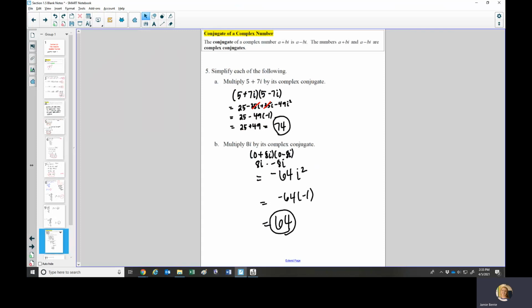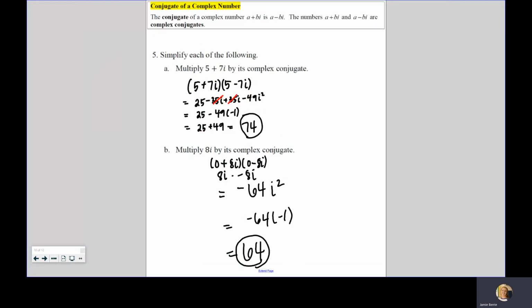Again, all of our imaginary numbers went away. So multiplying by the complex conjugate makes your imaginary numbers go away.